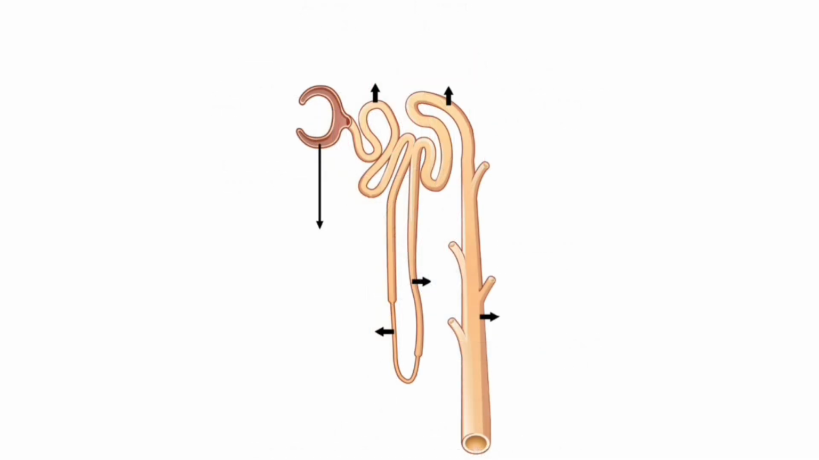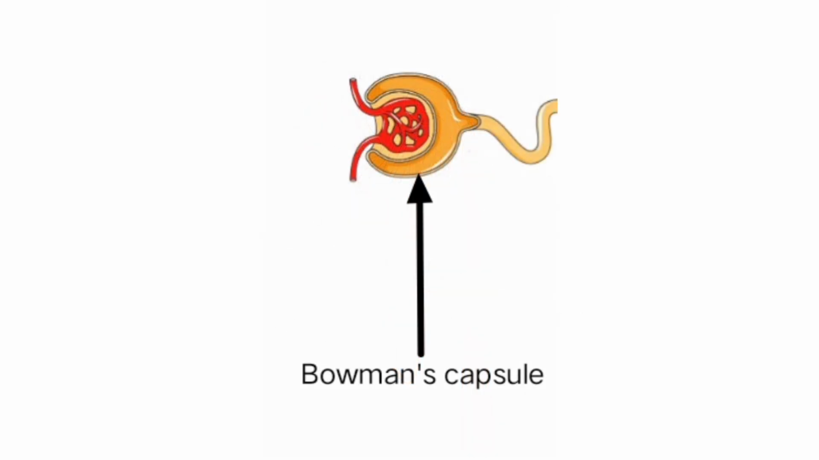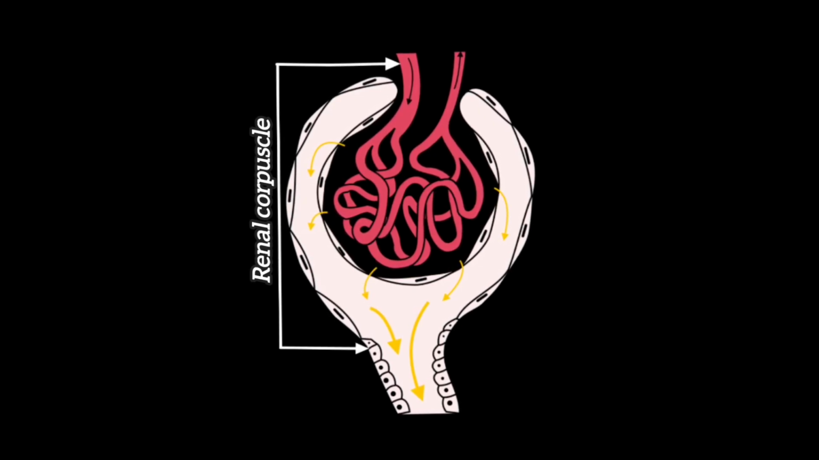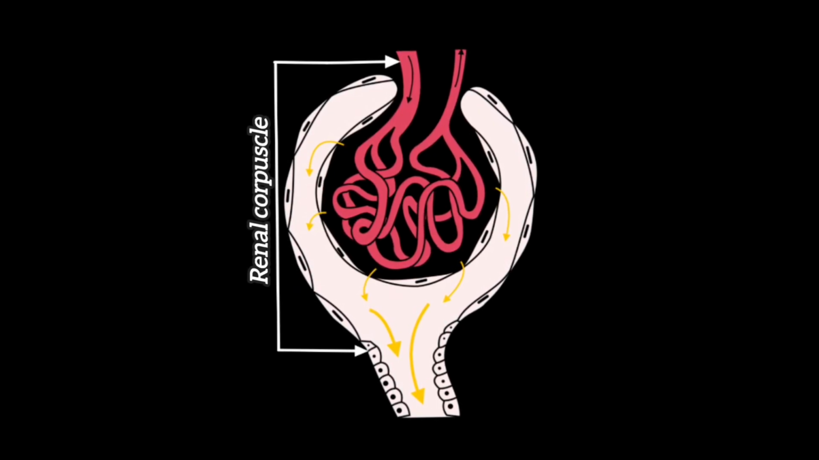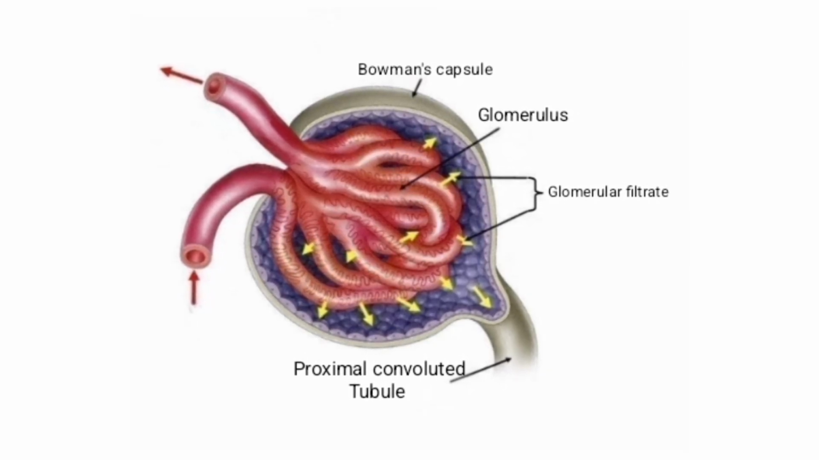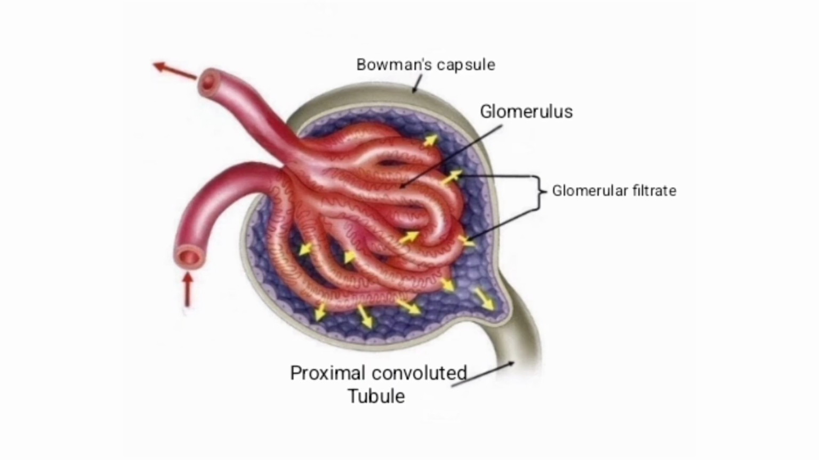The renal tubule consists of Bowman's capsule, proximal convoluted tubule, loop of Henle, distal convoluted tubule, and the collecting duct. Renal tubule begins with Bowman's capsule, which is a double-walled cup-like structure. The glomerulus along with the Bowman's capsule is called the renal corpuscle or the Malpighian tubule. Bowman's capsule encloses the glomerulus and it transfers the glomerular filtrate to the proximal convoluted tubule.